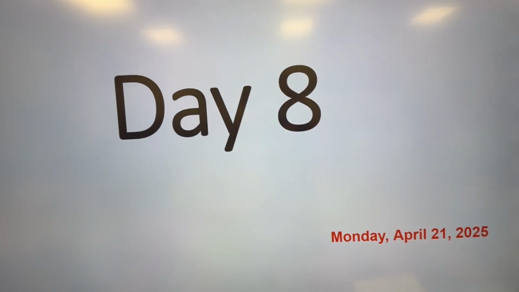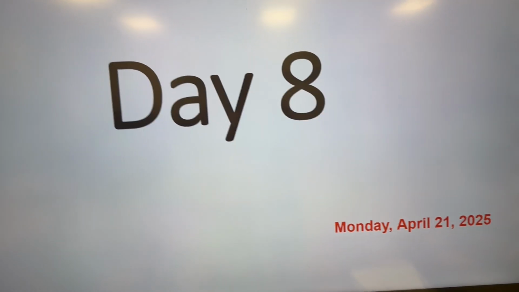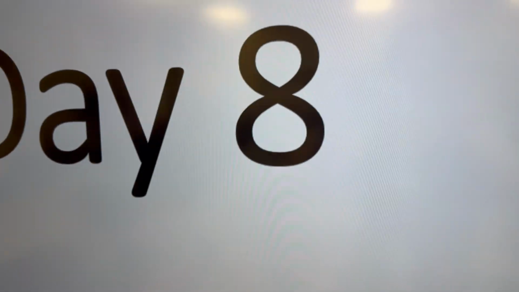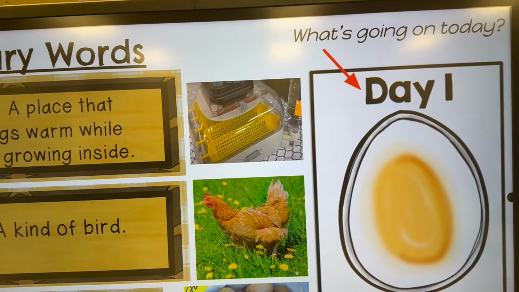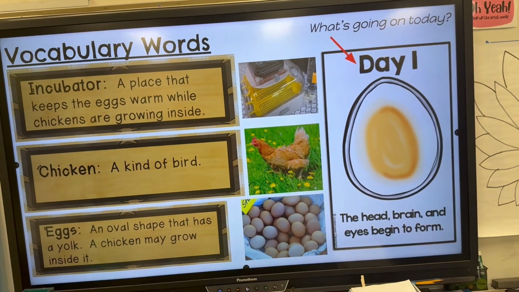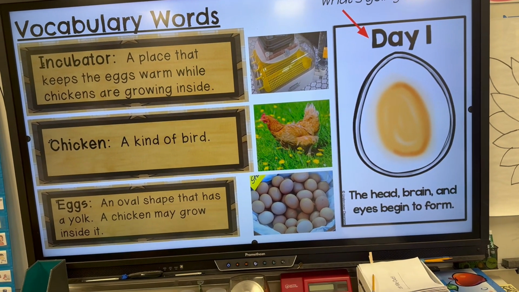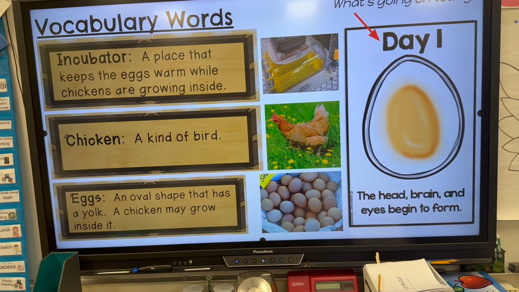Today is Monday, April 21st. It is day 8 of our life cycle of a chicken unit. We have 21 days in the life cycle unit, and we're going to review this morning all of the vocabulary words and the days inside the embryo that we've learned to this point.